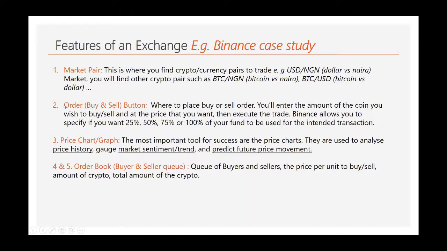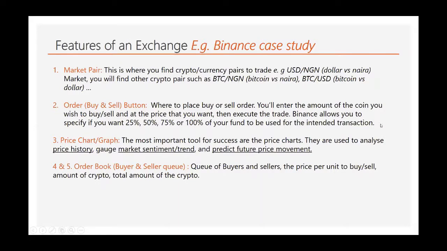So number two, you have an order button. The order button is the button you will press for buy and sell. So it's where to place your buy and sell order. It's called an order. Like I want to buy dollars, I want to exchange my Naira for dollars. So it's called an order. You enter the amount of the coin you wish to buy in this order button, and the price you want, the quantity you want, then you press execute trade.